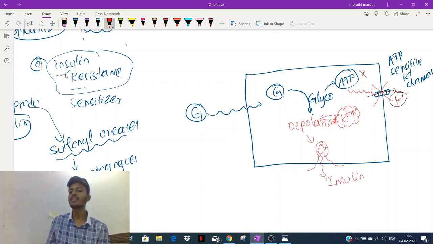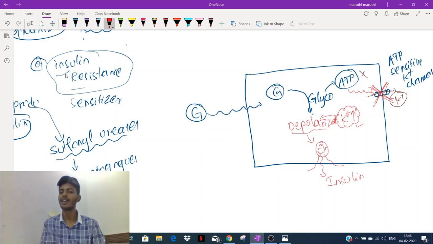Okay, now all these secretagogues go and block this ATP sensitive potassium channel. Means they are working similar to ATP by blocking these potassium channels. When the potassium channel is blocked, potassium inside the cell increases, leading to depolarization, leading to secretion of the insulin.